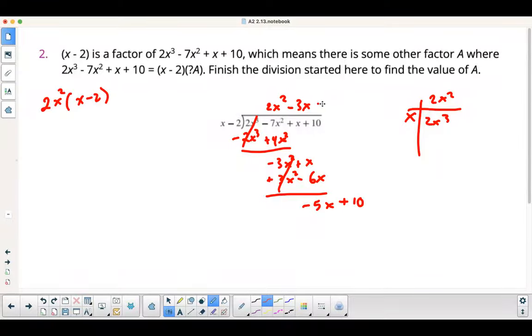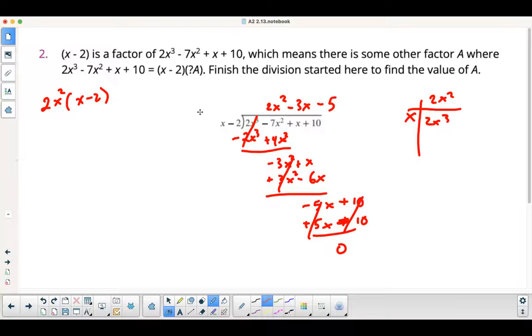X times negative 5 would give me negative 5x. I'm only looking at the x and this first term. Don't look at the 10, don't look at the negative 2 until you start multiplying. Distribute negative 5 times x, negative 5x, negative 5 times negative 2, positive 10. Now I subtract, so I change these signs. This becomes a minus, that becomes a plus, and I get a remainder of 0.